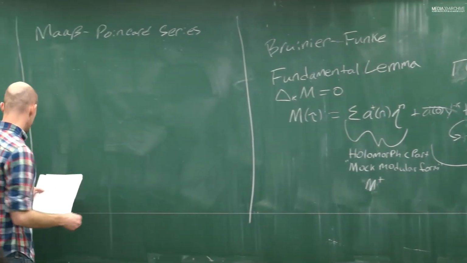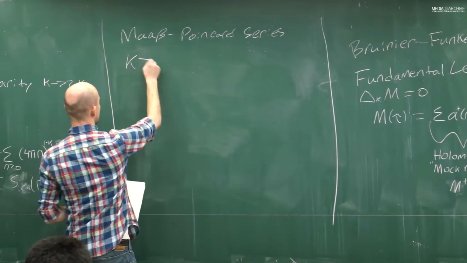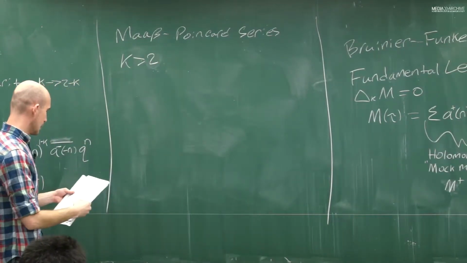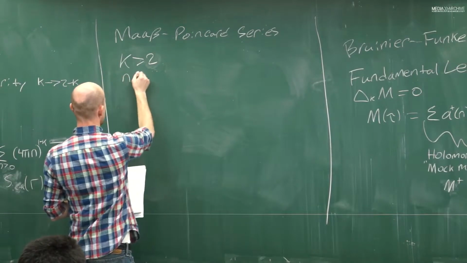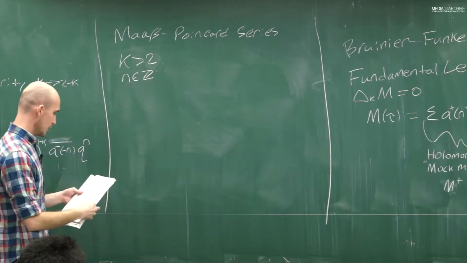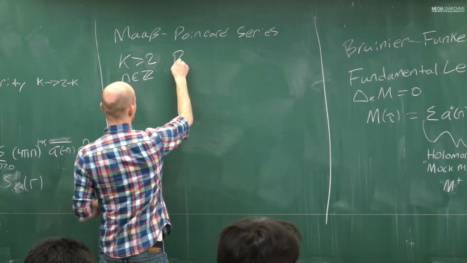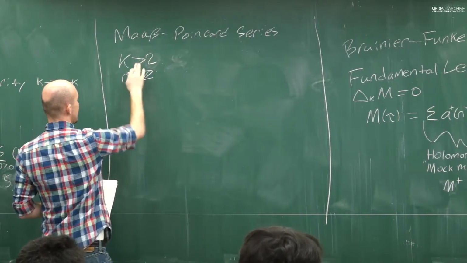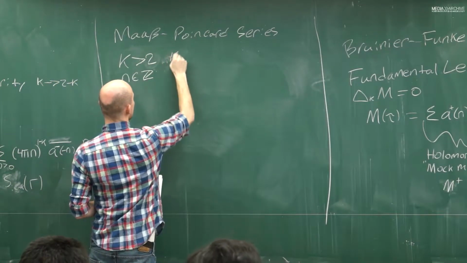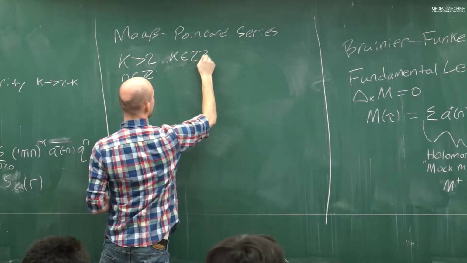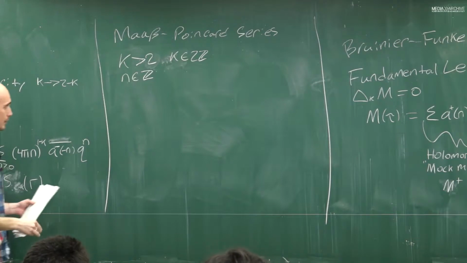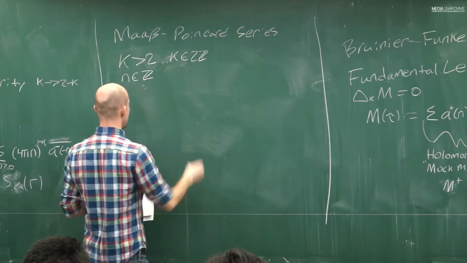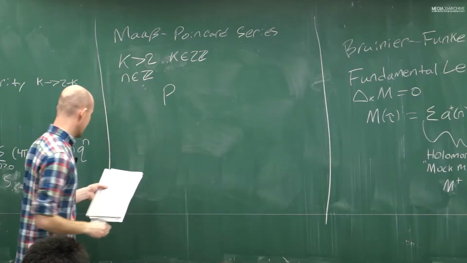The classical Poincare series, let me describe these really quick. If I have positive even weight k greater than 2, so k is an even integer strictly larger than 2, and n is any integer here, I can define a Poincare series. Let me call this P_k of n.